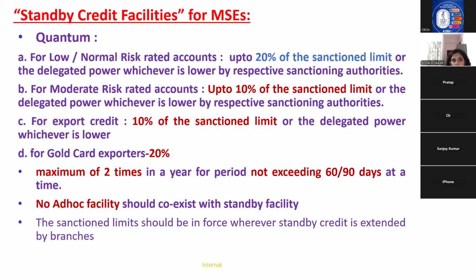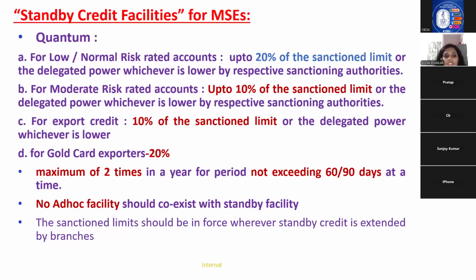Okay, standby credit facilities. So what is this standby? Like a limit will be created as a standby. It is up to 20% of the sanction limit in case of low and normal risk rated accounts. In case of moderate risk rated accounts, up to 10%. For export, 10%. If it is gold card exports, then 20%. And there should not be any ad hoc that is coexisting with this facility. Maximum of 2 times in a year, and that not to exceed 60 or 90 days at a time.